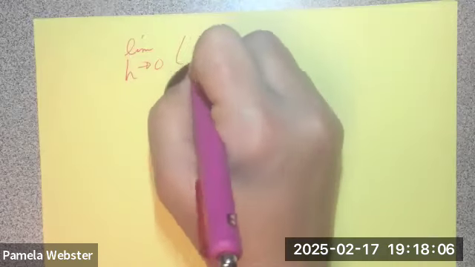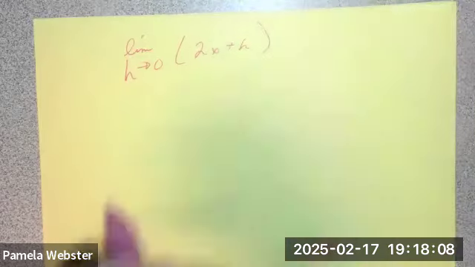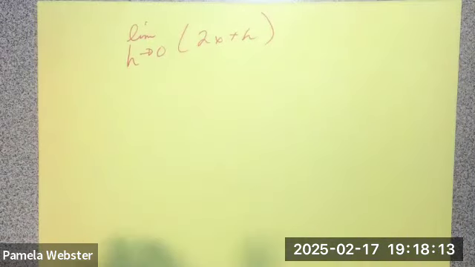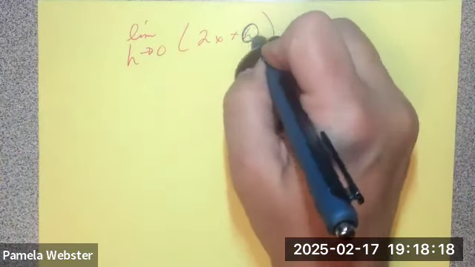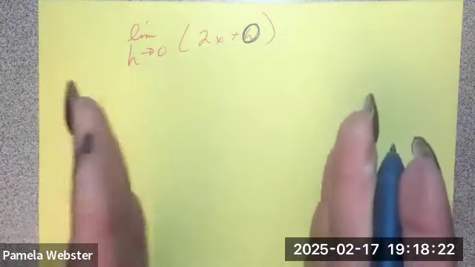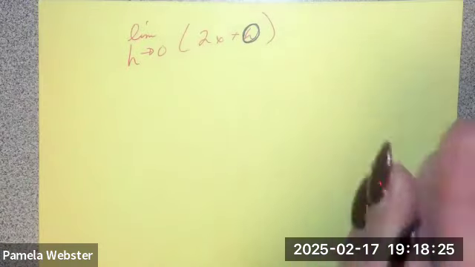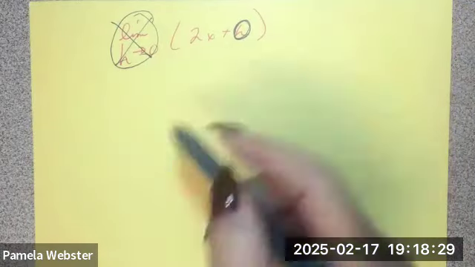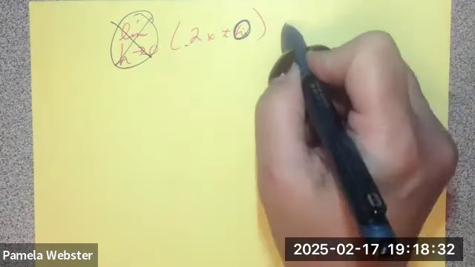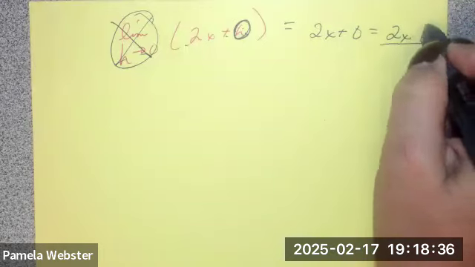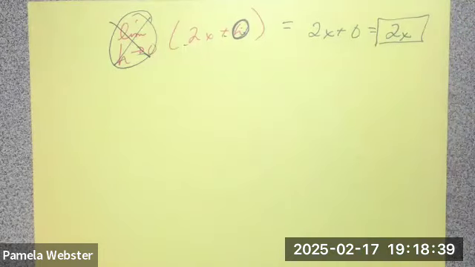Limit as h goes to 0, 2x plus h. What would normally take a 2 to 3 week lesson in 1325, you are literally going to go, I'm going to plug in 0 for h. I'm going to assume the gap between those two things is gone. And when I do that, the limit part goes away. 2x plus 0 is just 2x, right? And we're done.